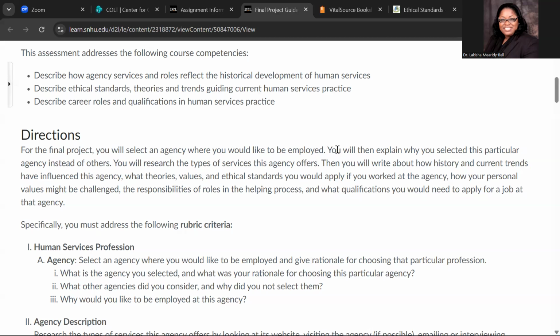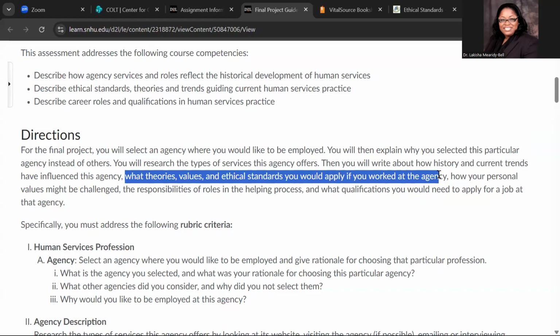All right. And then it says you will then explain why you selected this particular agency, which means that you have to name the agency. So state why you selected this particular agency instead of others. You will research the type of services that the agency offers, and I already gave you that insight from the first sentence. And then you will write about how the history and the current trends have influenced this agency, as well as the theories, the values, and the ethical standards you would apply if you worked at the agency.